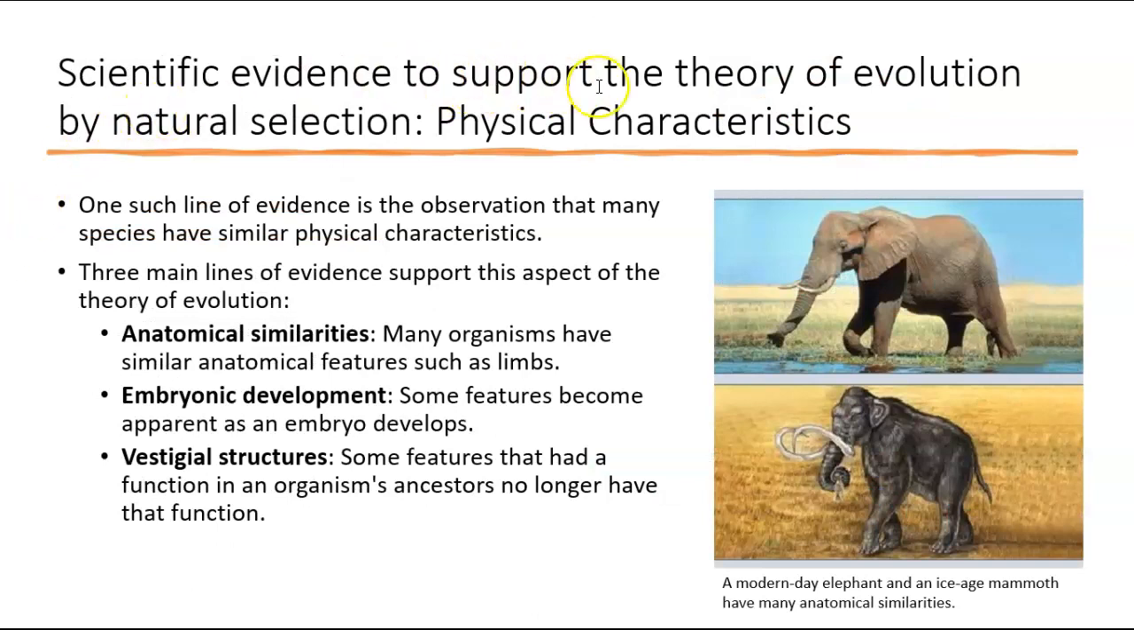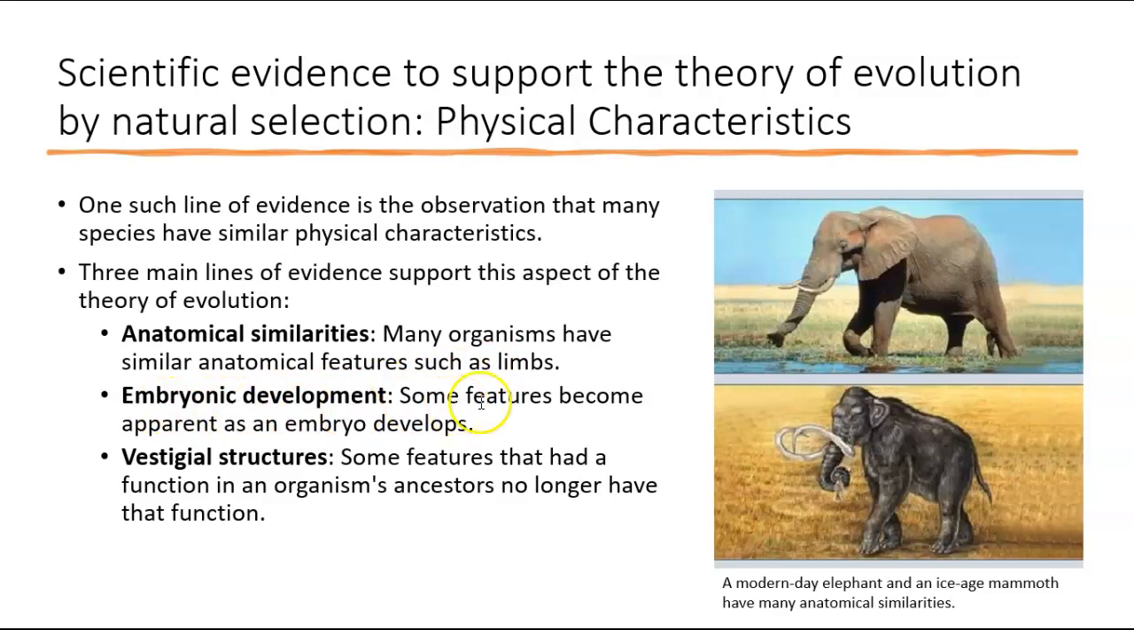Okay, so scientific evidence to support the theory of evolution by natural selection using physical characteristics. One such line of evidence is the observation that many species have similar physical characteristics. And the three main lines of evidence to support this are anatomical similarities. These are organisms that have similar anatomical features, such as limbs and number of limbs. Many organisms have 2 front limbs, 2 back limbs, 4 total. That suggests they have a common ancestor.